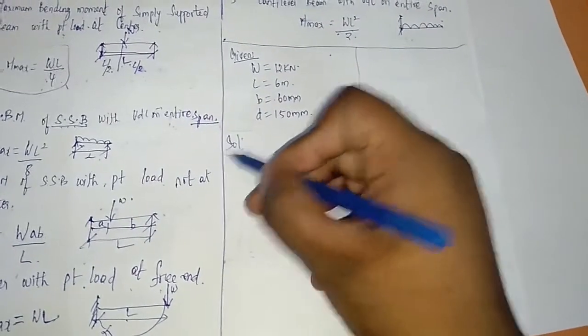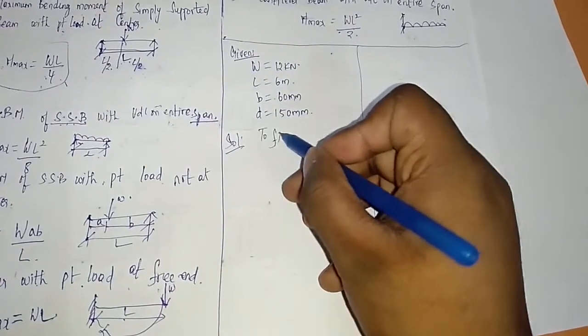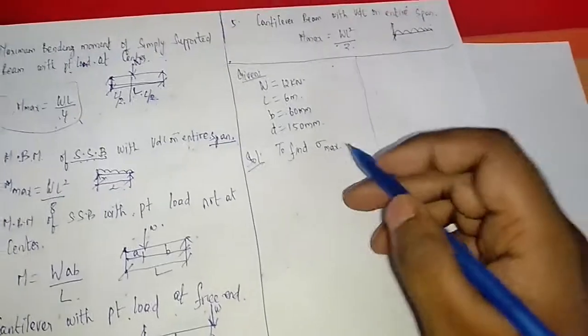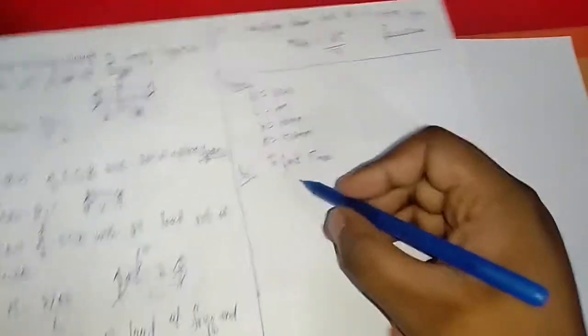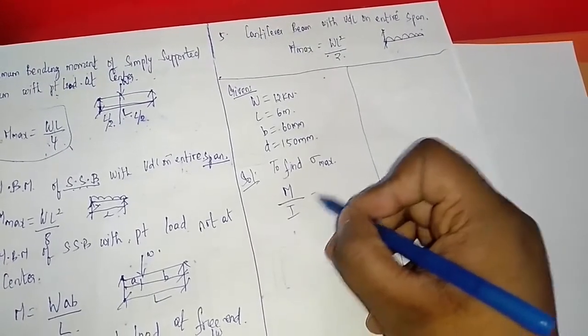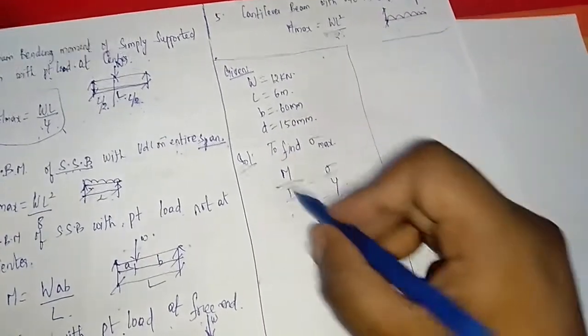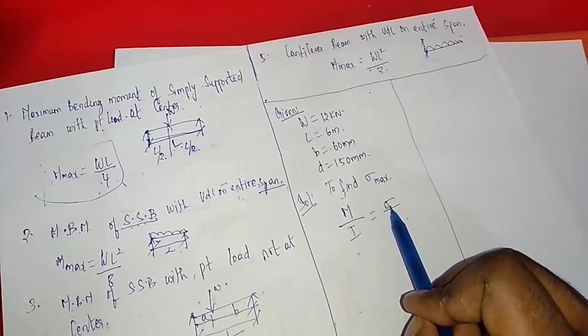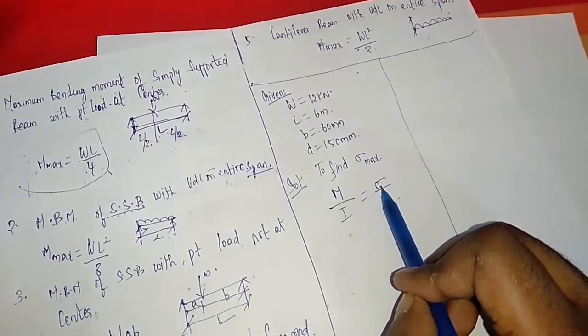You have to find what? To find the maximum stress as your problem. If you want to find the maximum stress, yes, M by I is equal to sigma by Y, as this formula is from your theory of simple bending. So you have to find this stress. Am I right? You have to find this stress.